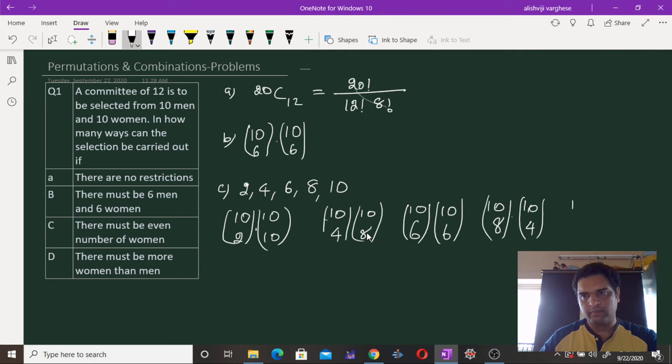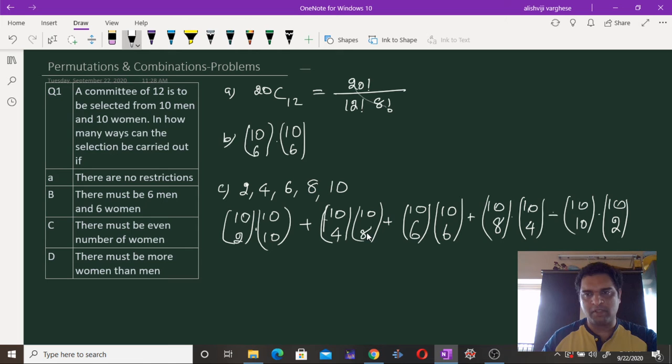Then if all are women, all 10 women are chosen, then the committee can be chosen in 10C10 into 10C2 different ways. And observe that those are different selections, and by using the rule of sums we can say the total number of possibilities is the sum of all these combinations.